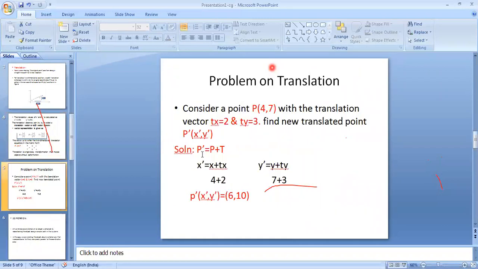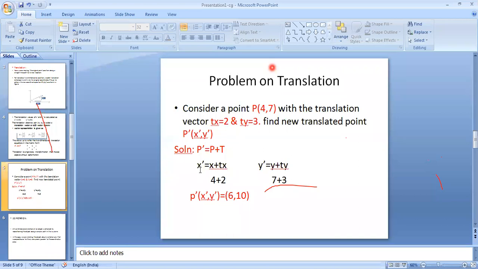So what is my x dash? X dash is equal to old x plus the movement along the x axis, and y dash is equal to old y plus the movement along the y axis. Fine. So what they have given: x is 4 and y is 7, and tx is 2 and ty is 3.